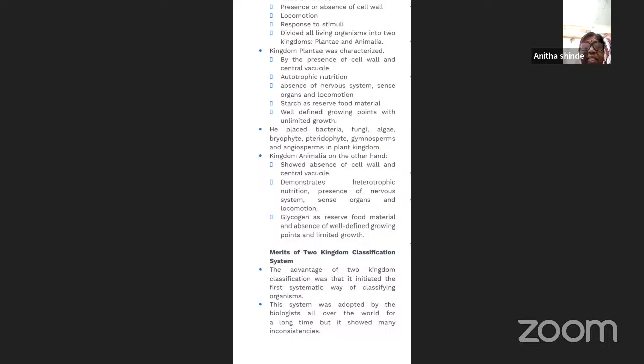The advantage of this is it initiated the first systematic way of classifying animals. Okay, it is the first attempt given by Carl Linnaeus. He has taken a lot of stress, and he has given us a systematic way of classification. Okay. And this system was also adopted all over the world for a long time. But later on, due to some discrepancies, due to some demerits, this was disregarded or this was not accepted.